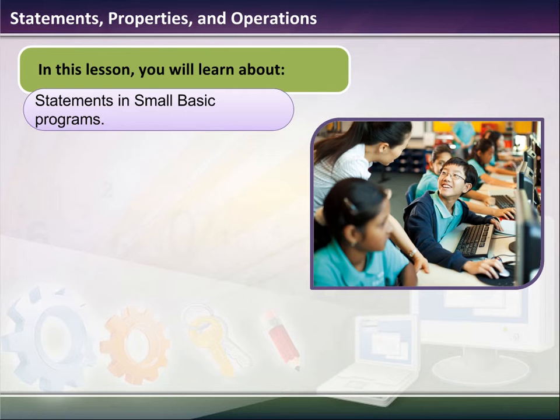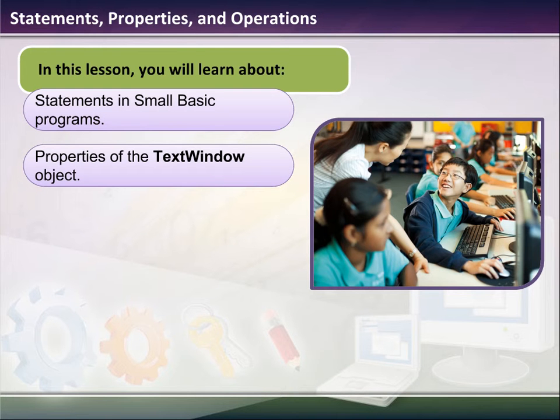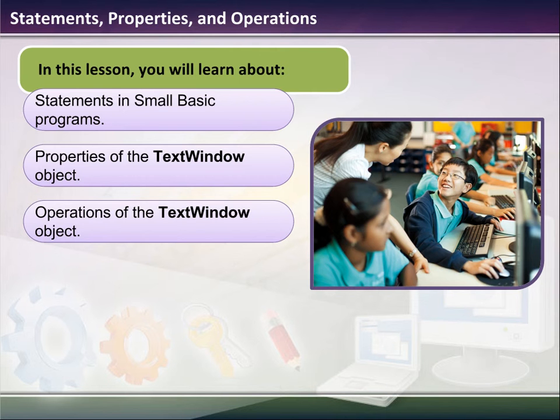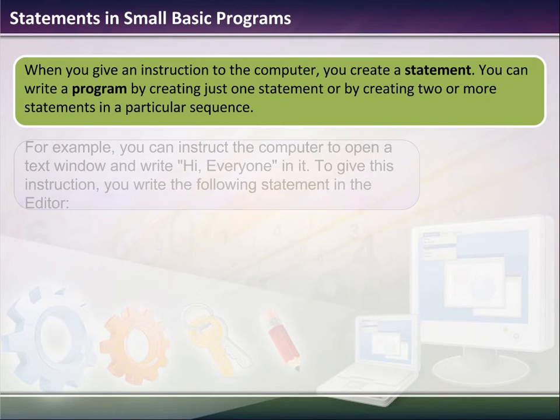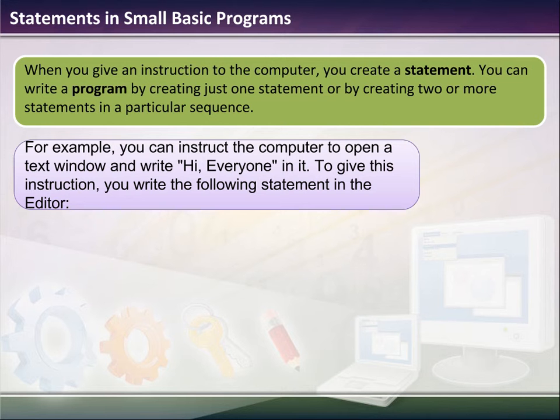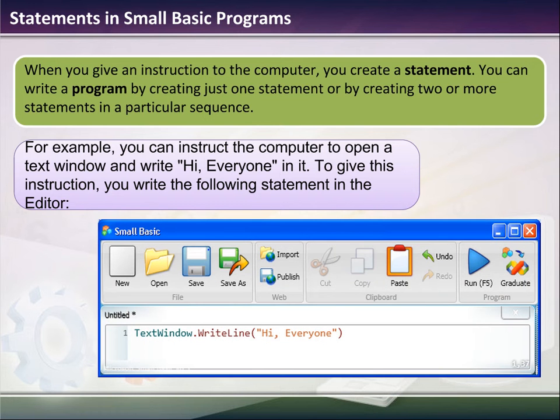In this lesson you'll learn about statements and Small Basic programs, the properties of the text window object, and the operations of the text window object. When you give an instruction to a computer, you create a statement. You can write a program by creating just one statement or by creating 2 or more statements in a particular sequence. For example, you can instruct the computer to open a text window and write "Hi everyone" in it. To give this instruction, you will write the following statement in the editor: TextWindow.WriteLine("Hi everyone"), and notice that the "Hi everyone" is in quotes.